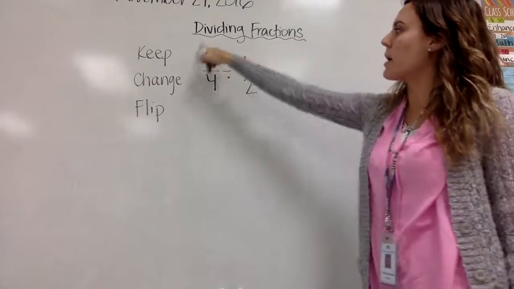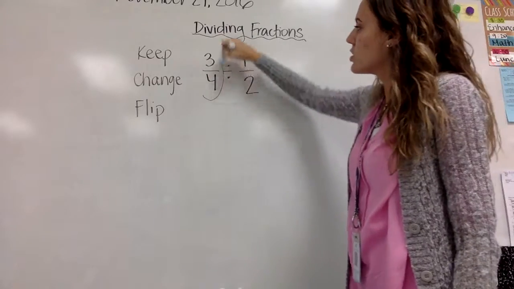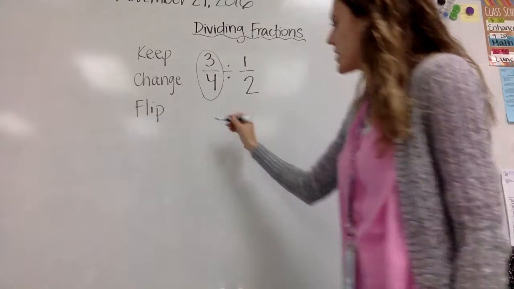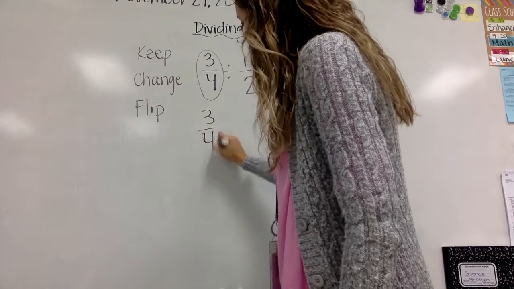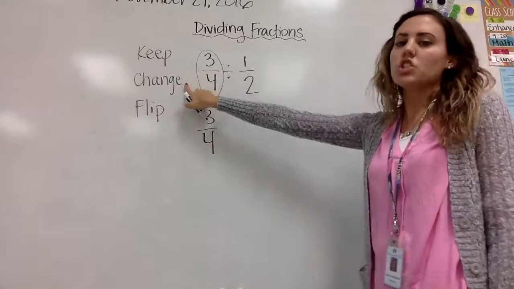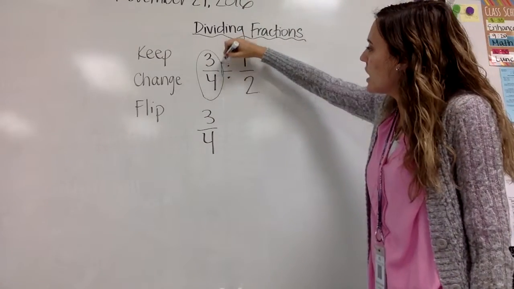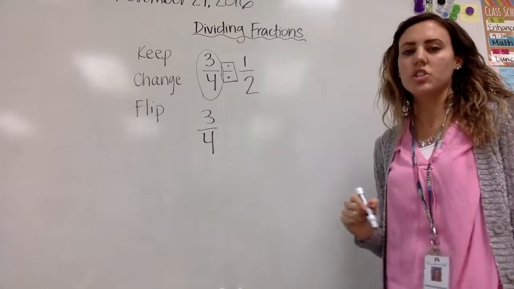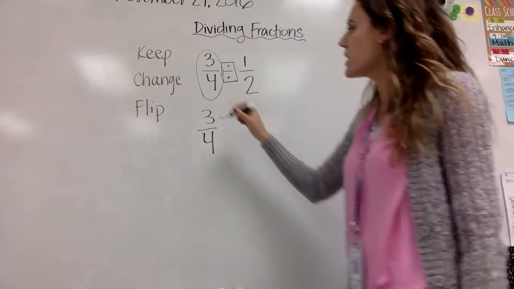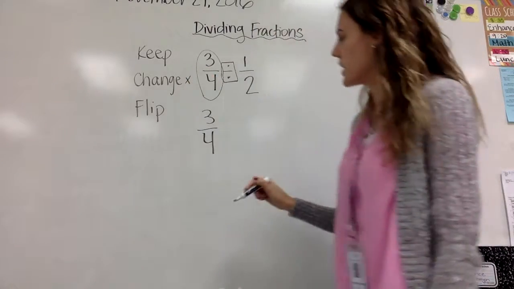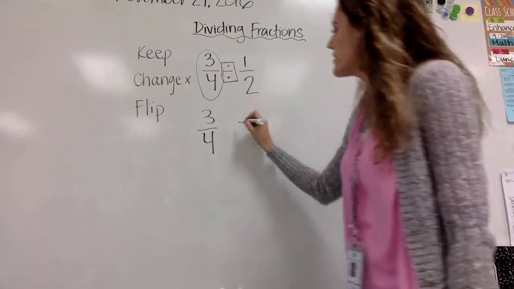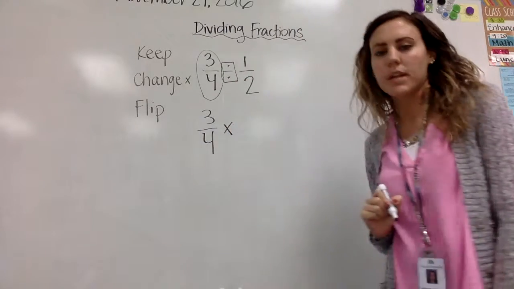So the first step is to keep. So that's talking about my first fraction. So I'm going to keep my first fraction. So I'm going to keep 3/4. The second step is change. So I'm going to change my division sign. And it's always going to change to multiplication. So I'm going to change my division to multiplication.